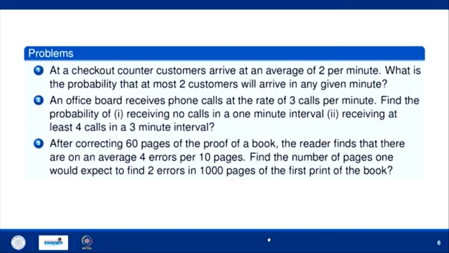Okay. Now the second problem is, an office board receives phone calls at a rate of 3 calls per minute. So, that means it is lambda here. Lambda is what? 3 calls per minute. Find the probability of receiving no calls in a 1 minute interval. So, how will we compute the first part of this? So, first of all, here in this problem lambda is what? Lambda is 3 calls per minute.